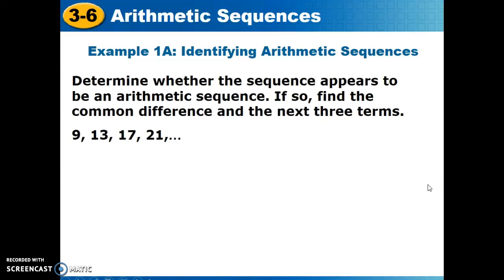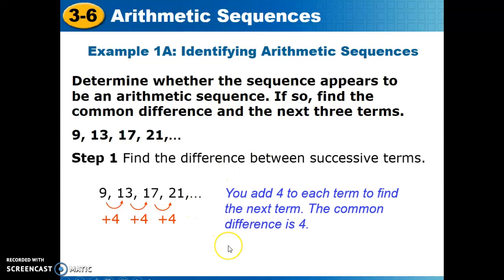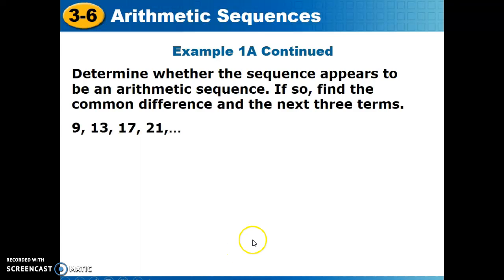Determine whether this sequence appears to be arithmetic. If so, find the common difference and the next 3 terms. We do that by finding the difference between successive terms, meaning this one to this one. Is that the same as this difference to that one? So we calculate each of those. 9, 13, 17, and 21. We see a difference of 4, 4, 4, and 4. Well, too many 4s, but you know what I meant. And then it says, find the common difference. We need the next 3 terms. All we need to do is add 4 again.